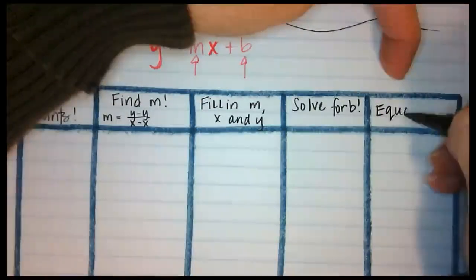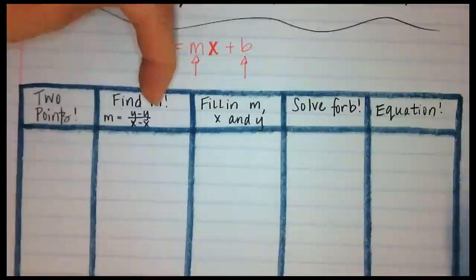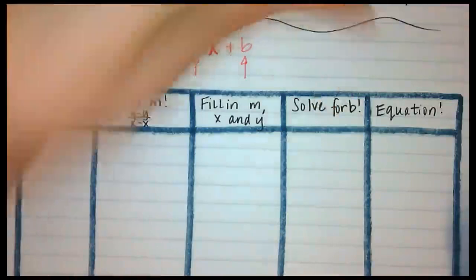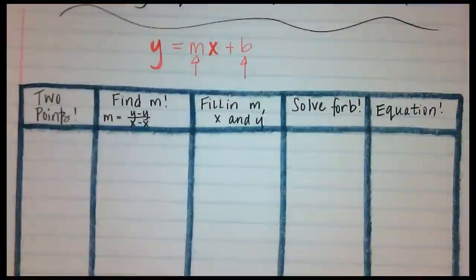And then the last step is going to be to write the equation. The equation is going to be taking the m that we found here along with the b that we have here and then filling it into this equation right there. All right, so here we go.